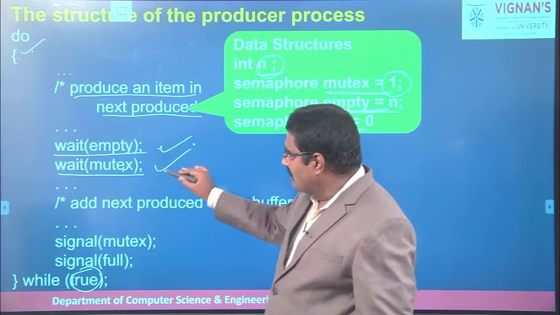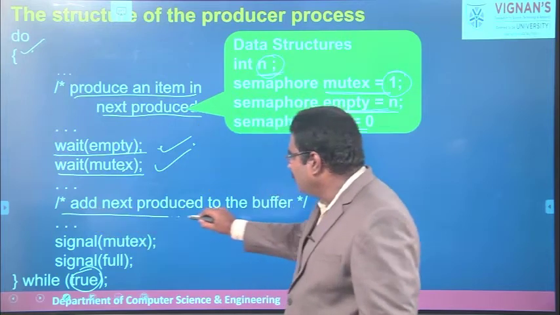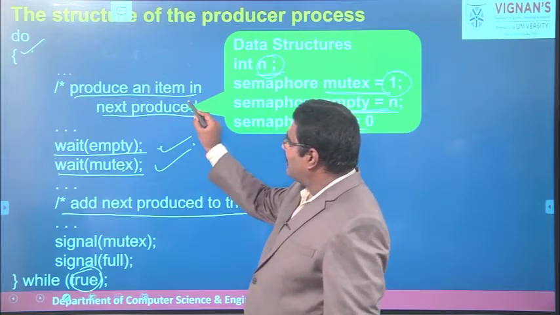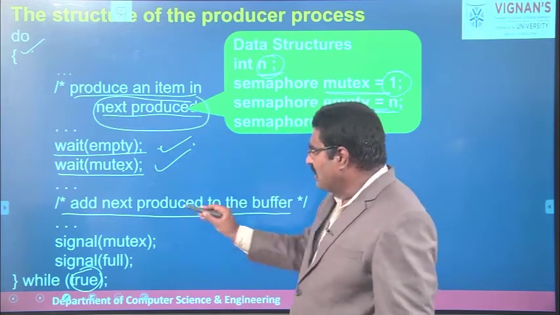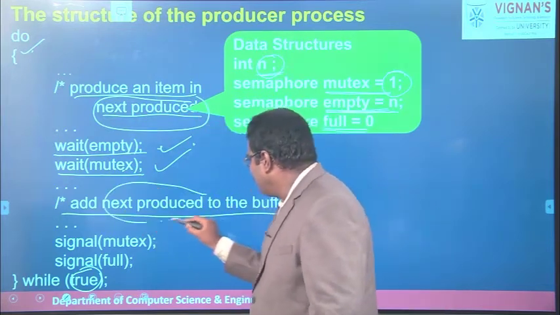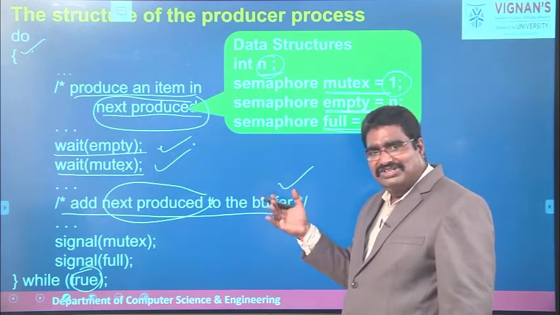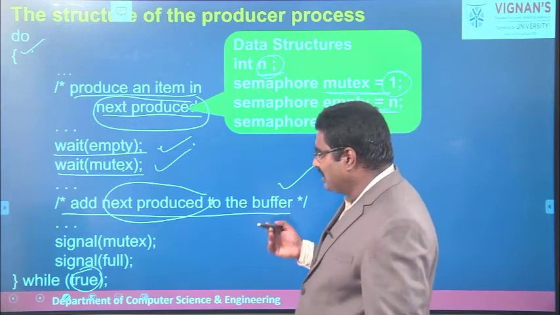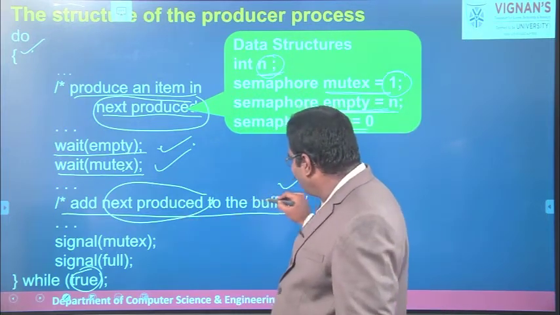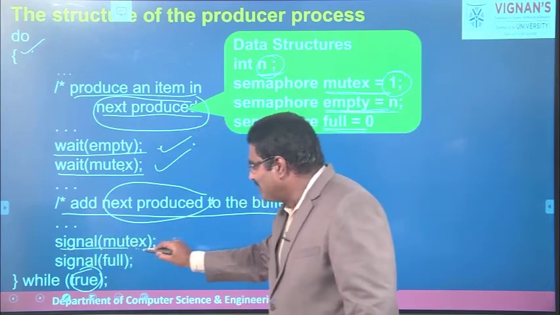And once the control comes out of the wait mutex, the producer places the item into the buffer. Which item? We are assuming the produced item is named next produced. The next produced is placed into the buffer. Once the item is placed into the buffer, what is the next operation? The number of elements in the buffer needs to be increased, and since the buffer modification is completed, we simply give the signal mutex.